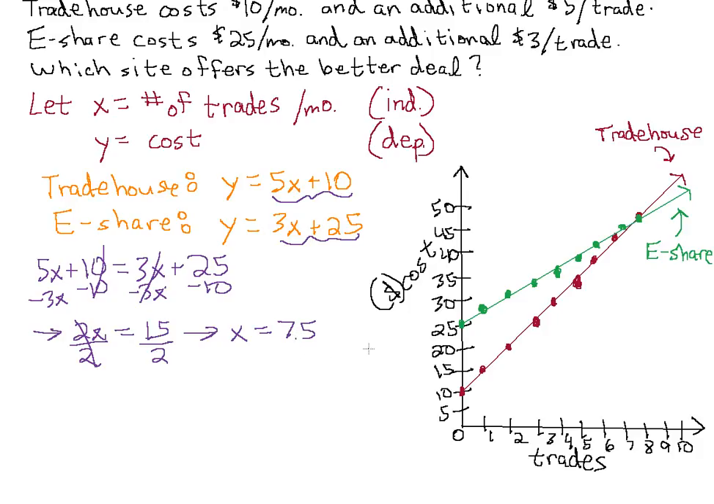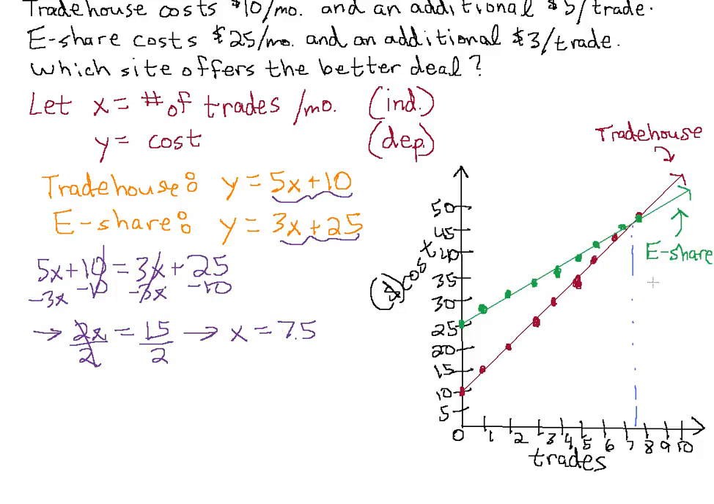This tells us that our two lines intersect. Let's get a different color here. They intersect at x equals 7.5. So the intersection of the graph of these two lines is going to be right here. And we drew it pretty accurately, because this is the intersection of the two lines at 7.5. So the cost of these two investment sites is exactly the same when we make 7.5 trades, even though that doesn't make sense because we can't make 7.5 trades.